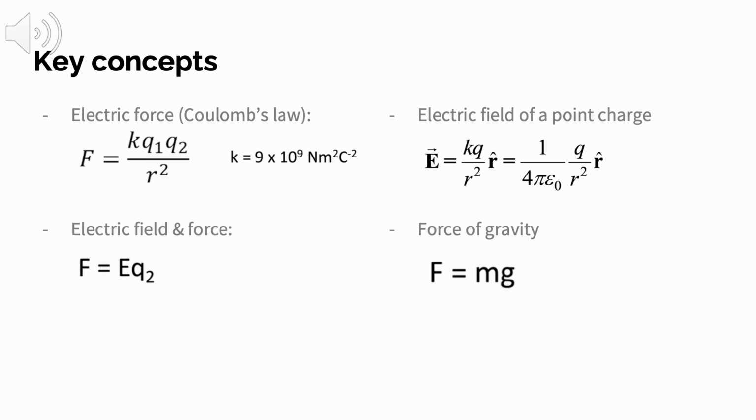The electric field due to a point charge is given by the formula 1 over 4 pi epsilon times Q over R squared times R hat for a vector. The force due to this point charge exerted on another particle is equal to the electric field times the charge. The force of gravity is given by F is equal to mg.